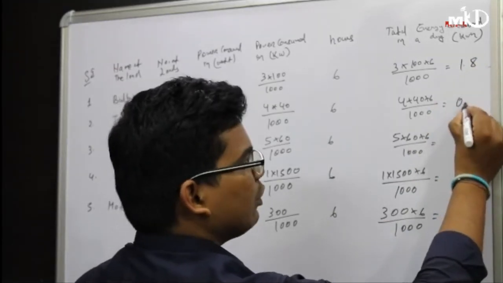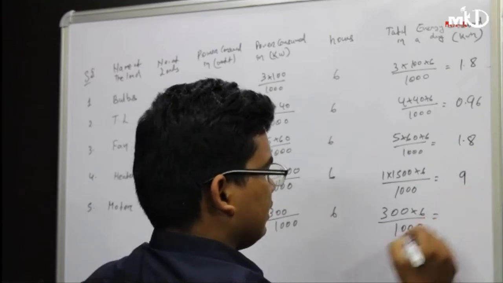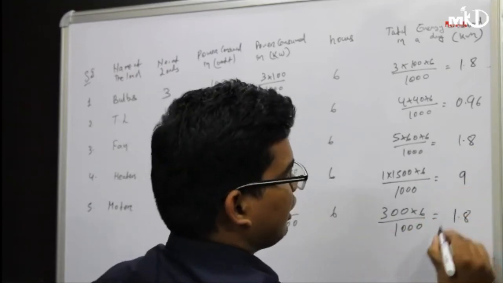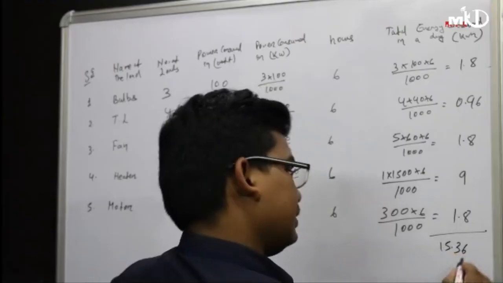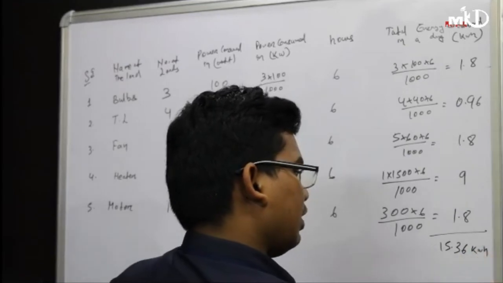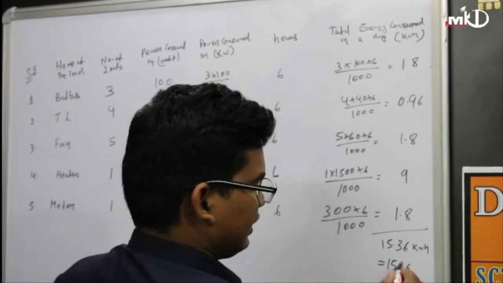First one is 1.8, this one is 0.968, this one is 9, 1.18. So total is 15.36 kilowatt hour.